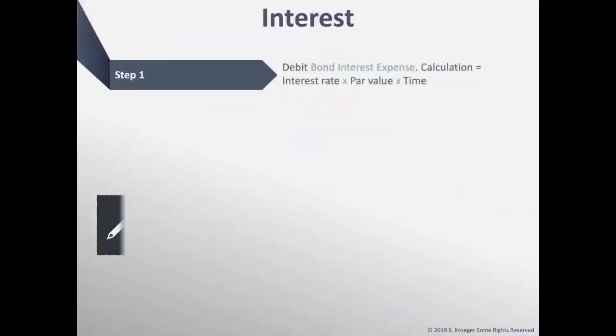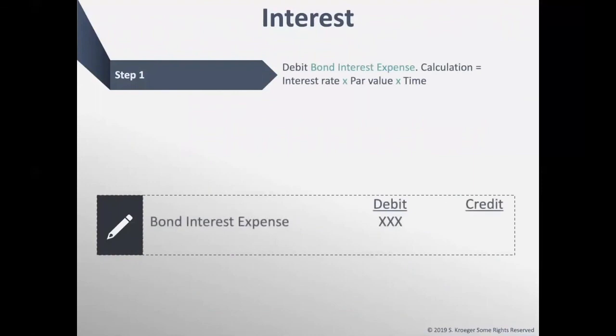Next, we will be looking at the entries for paying out interest. Remember that interest is an expense and expenses have debit balances. You will debit the bond interest expense account for the amount that you're paying out in interest. To calculate the interest amount, you multiply the interest rate by the par value, which gives you interest for an entire year. In finance, percents are usually based on an annual basis.